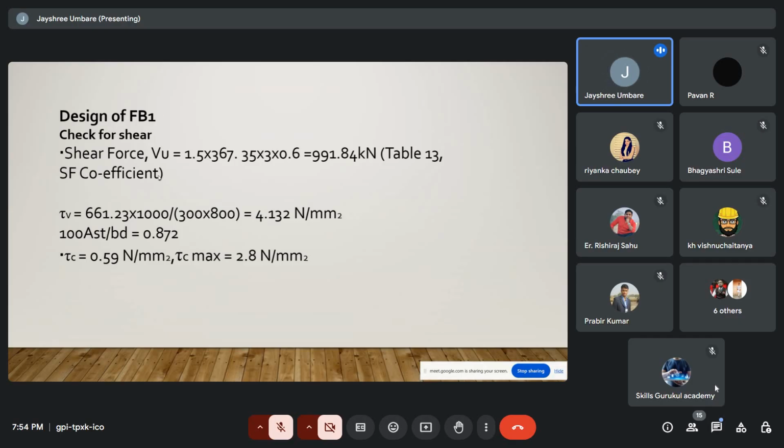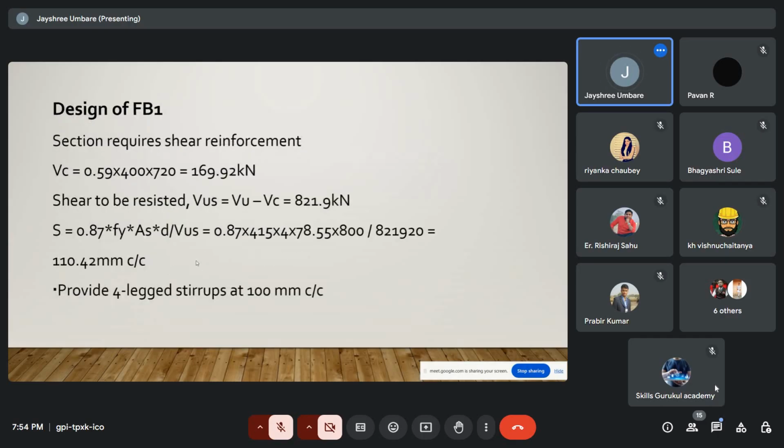Design of FB1. After FB2, we are designing FB1. Check for shear. This formula is from table number 13 for SF coefficient for tau v, 661.23 into 1000 divided by 300 into 800, which comes to 4.132 Newton per mm square. For 100 Ast by bD equal to 0.872, this value comes as tau c, and tau c max is taken. These are the same calculations for FB1.